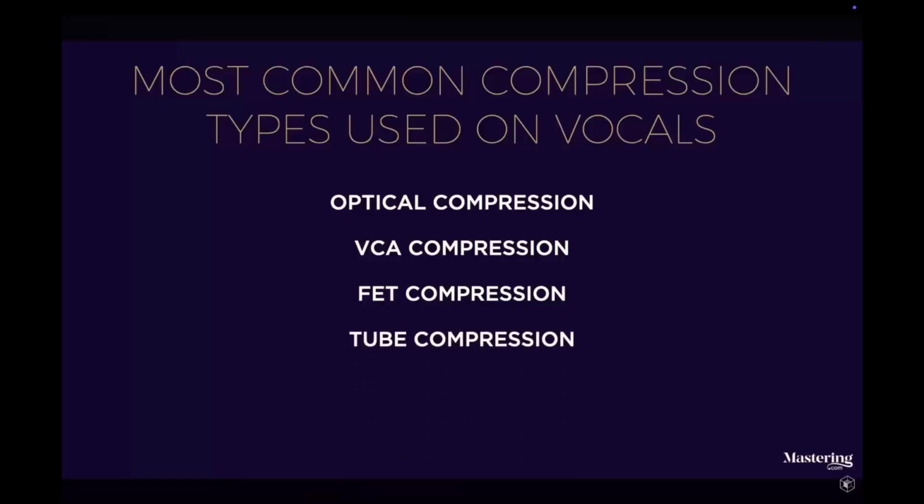4. Tube compression. Tube compressors use vacuum tubes to regulate gain reduction. They provide a warm and rich compression sound with subtle harmonic distortion. They're known for their smooth and musical compression characteristics. Tube compressors are used on vocals for adding warmth, color, and character to the vocal performance. They're often favored in genres like jazz, blues, and soul, where a vintage and organic compression sound is desired. Each type of compression has its own sonic characteristics and applications, and the choice of compressor depends on the desired sound, style, and context of the vocal performance.